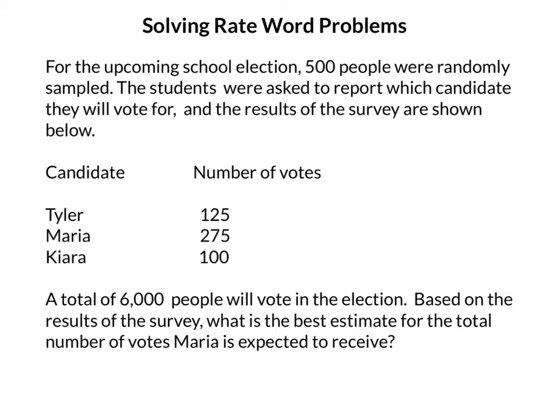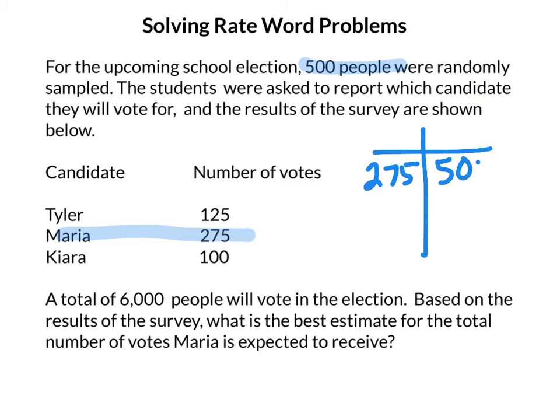So we're going to take a look at Maria in the table. We know that there's a total of 500 students, and we want to scale that up to 6,000 students. So again, I'm going to start with the ratio table. I know that Maria has a part of 275 out of the total of 500, and we want to make that total become 6,000. And I'll just put a total over here so we have that.